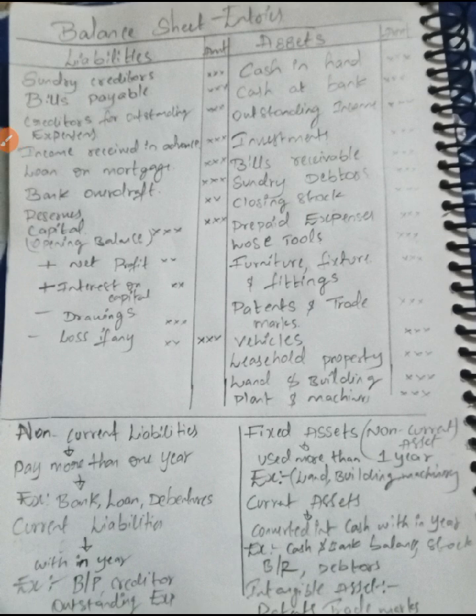As we discussed in our previous class, we have covered the trading account and profit and loss account, and now we are going to discuss the balance sheet. Here we will prepare the balance sheet in the final accounts. In this balance sheet, the proforma has liabilities on one side and assets on the other side, with amounts, right?